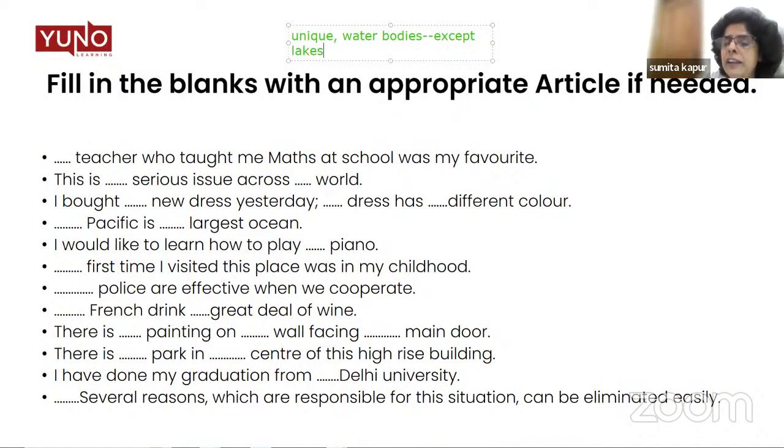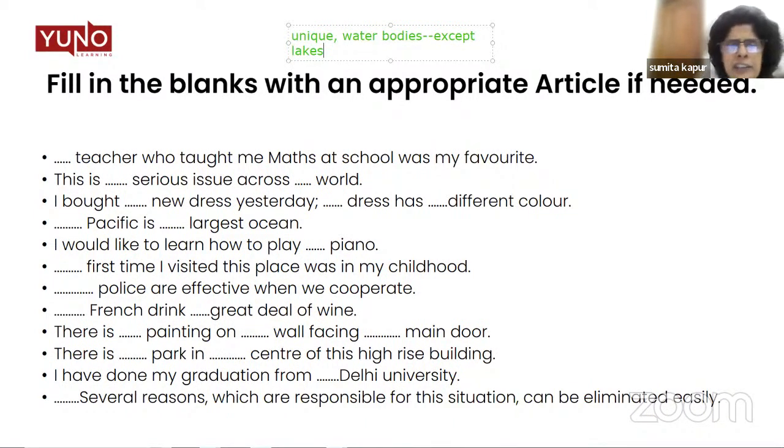So what do you understand? I told you just now, English follows Pareto's law, 80:20. We use "the" before the names of all water bodies except lakes. Lakes are never prefixed with "the"; everything else is prefixed with "the". This is what I wanted you to understand. And the second is the largest ocean.